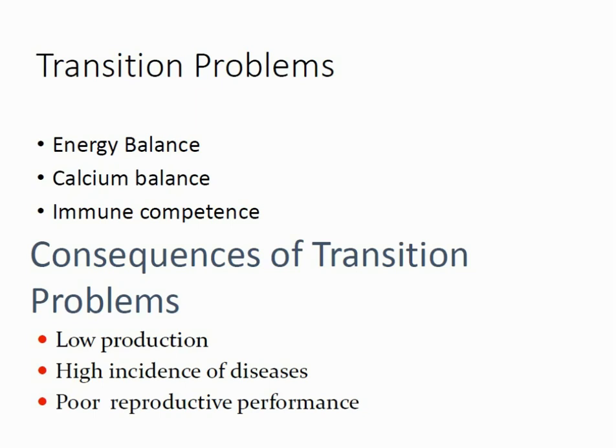What he illustrated was that transition problems really emanate from energy balance, calcium balance and immune competence. And if we don't get the transition right, we end up with a heap of disease, lower production than we should have, and poor reproductive performance.